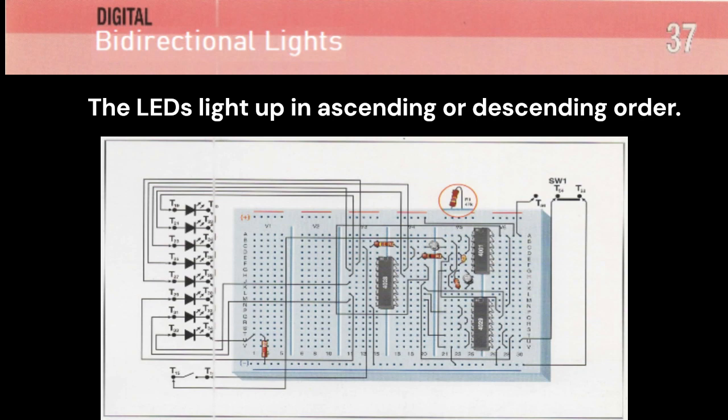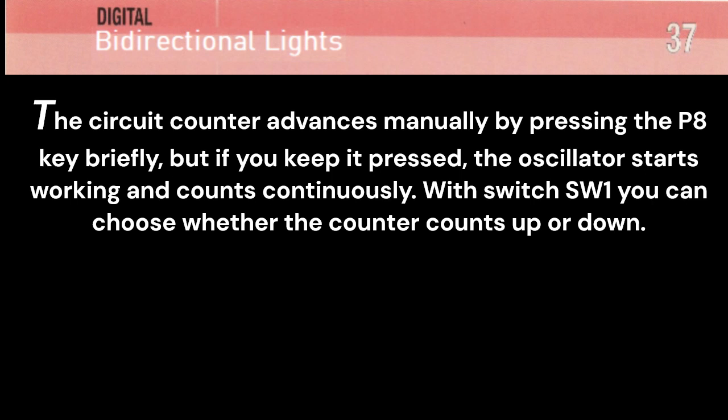The LEDs light up in ascending or descending order. The circuit counter advances manually by pressing the P8 key briefly, but if you keep it pressed, the oscillator starts working and counts continuously. With switch SW1 you can choose whether the counter counts up or down.